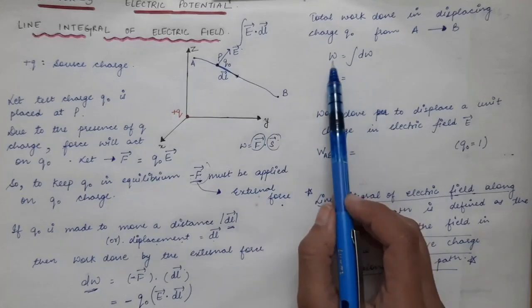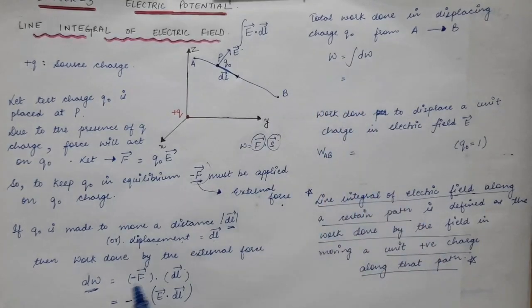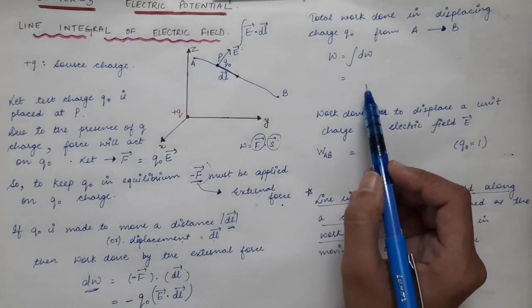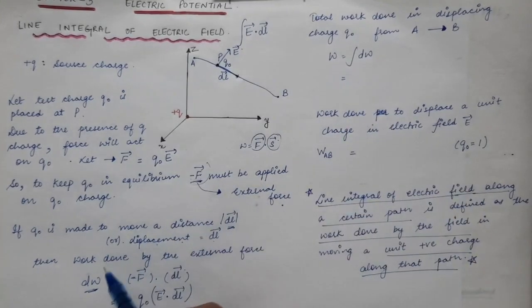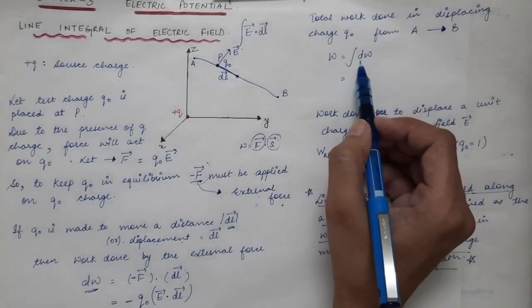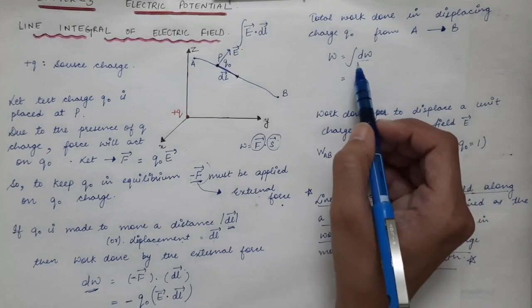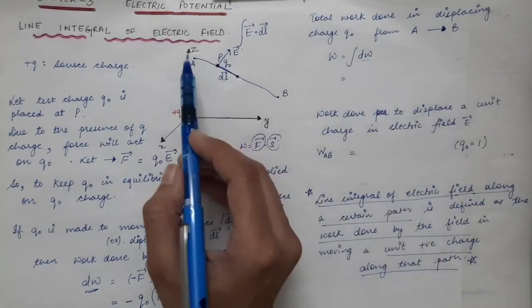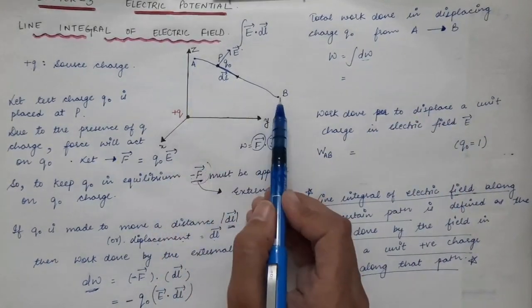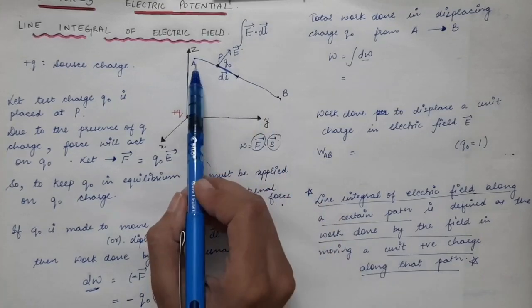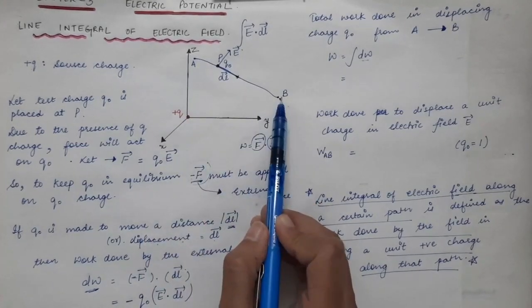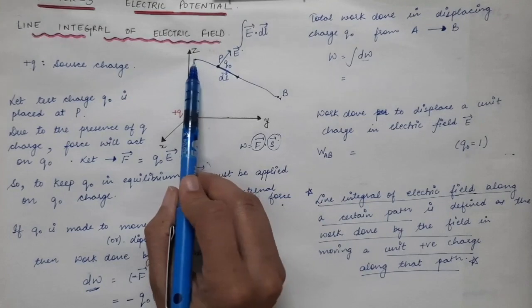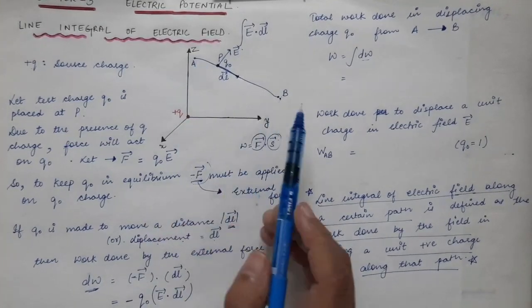So what will be the work done in that case? It will be nothing but the integration of dw. And what will be the limits? It will be from capital A to capital B. So the initial point is A and the final point is B. So we will do the integration from the initial to the final point.